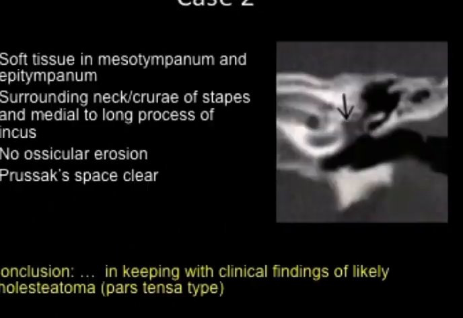Case 2, this is a coronal, and clinically, the ENT surgeon has put on his report probable cholesteatoma. It looks pearly, it looks shiny to the ENT surgeon. So I would say in this case, again, I would give the compartment. So there's soft tissue in the mesotympanum here, extending into the epitympanum, surrounding the neck and cruri of the stapes, medial to the long process of the incus, and Prussak's space here is clear. And I would say, in this case, in keeping with the cholesteatoma, this is probably an early cholesteatoma because the ossicles are actually intact. Later on, those would be eroded.